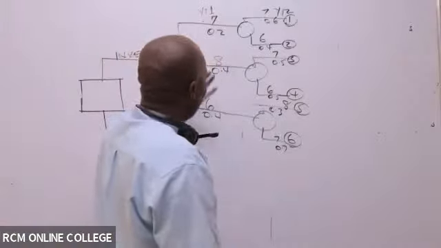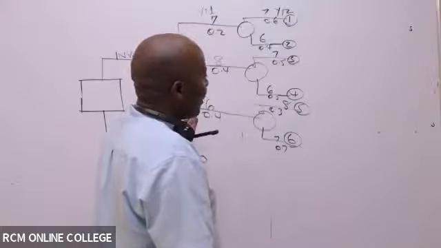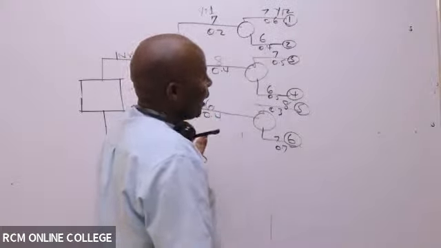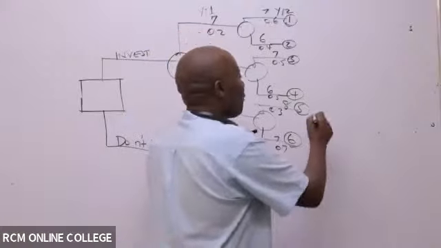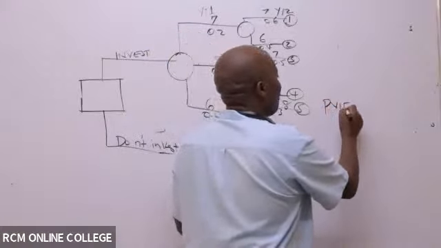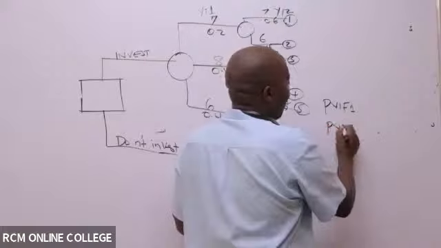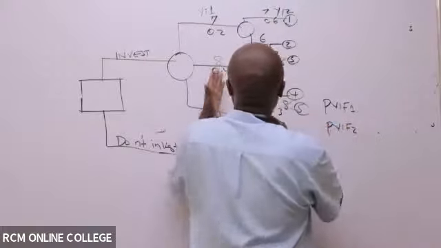I can see 7, I can see 8. So here I'm going to use PVIF because the cash flows are quite different. If it's PVIF, then I need PVIF for year 1 and PVIF for year 2.